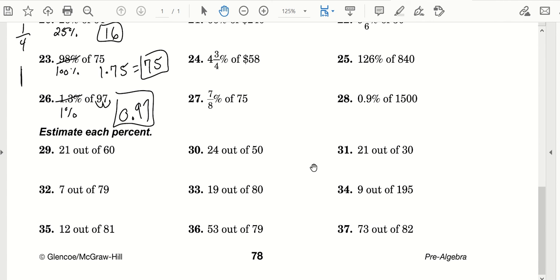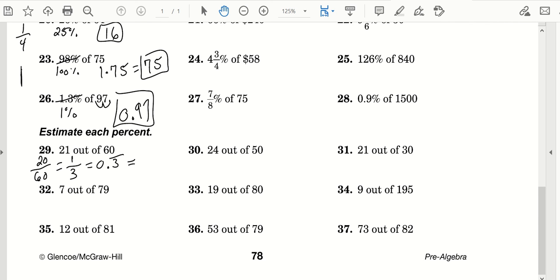All right, last section here. This is a little tricky because we got to find numbers that work well together, estimate each percent. So we're going to change these to a fraction first, then change it to a decimal, then change it to a percent. First off, 21 out of 60. That's going to be like 20 out of 60. You can simplify that fraction and you find out that it simplifies to 1/3. Now, what is 1/3 as a decimal? It's 0.3 repeating.